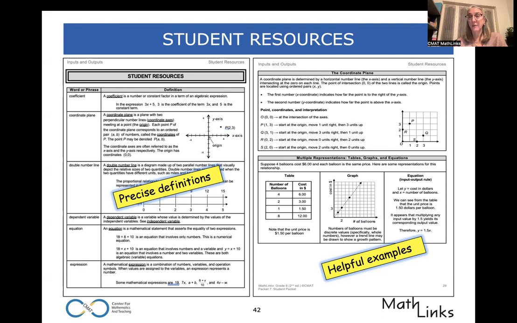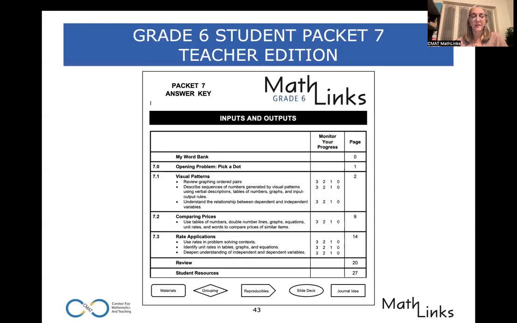The very last part of all packets has definitions and examples. There's a teacher edition with a lot of helpful information that you could choose to read as background or for implementing the lessons. You've also seen a few red answer key pages along the way.